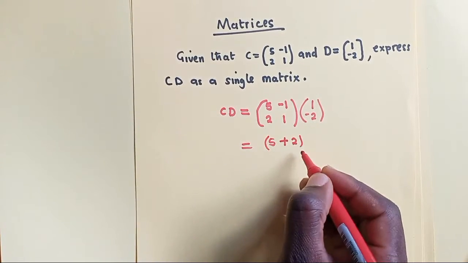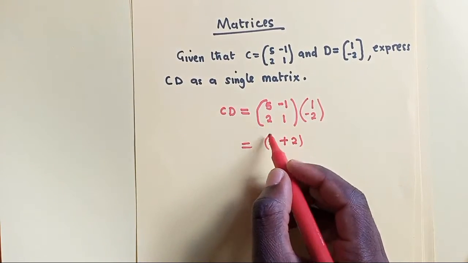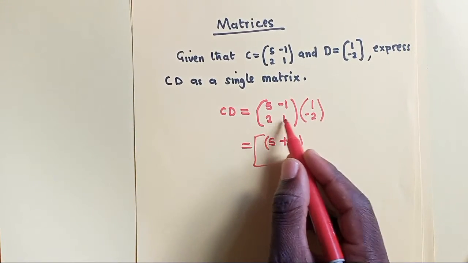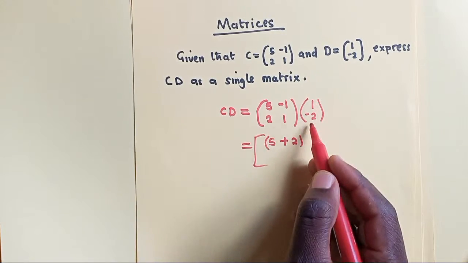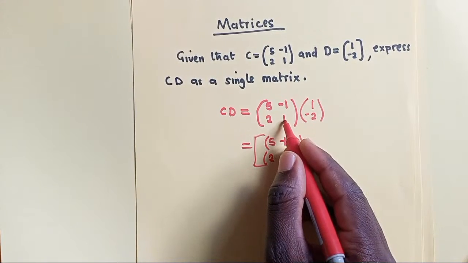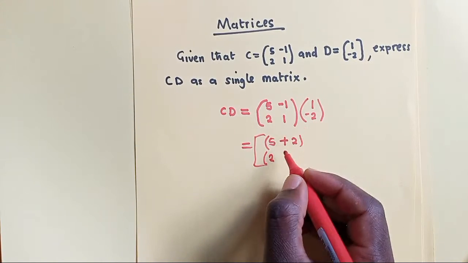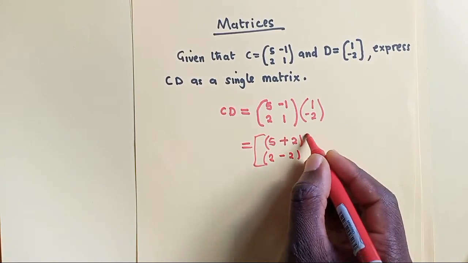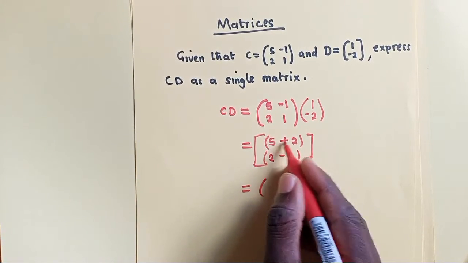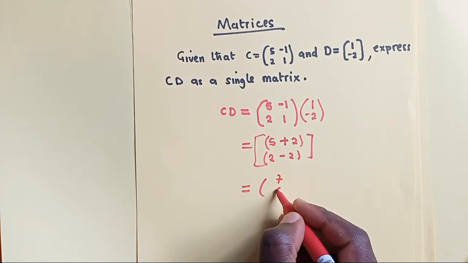So we are done with this. Okay, we go to the next row here. So it will be this row by the column. 2 by 1 is equal to 2. 1 multiplied by -2 is -2. So this is how it will look like. Next, it will just be to work out what is here. We'll get a 7 here, we'll get a 0.